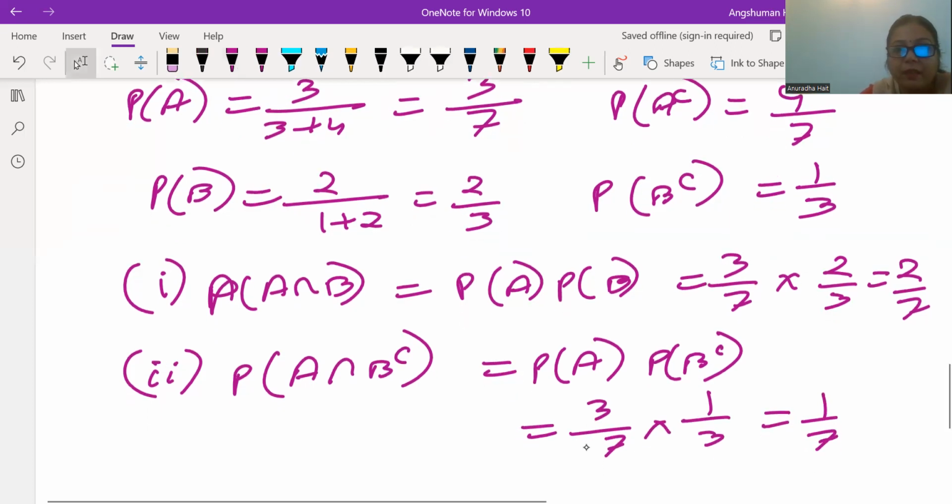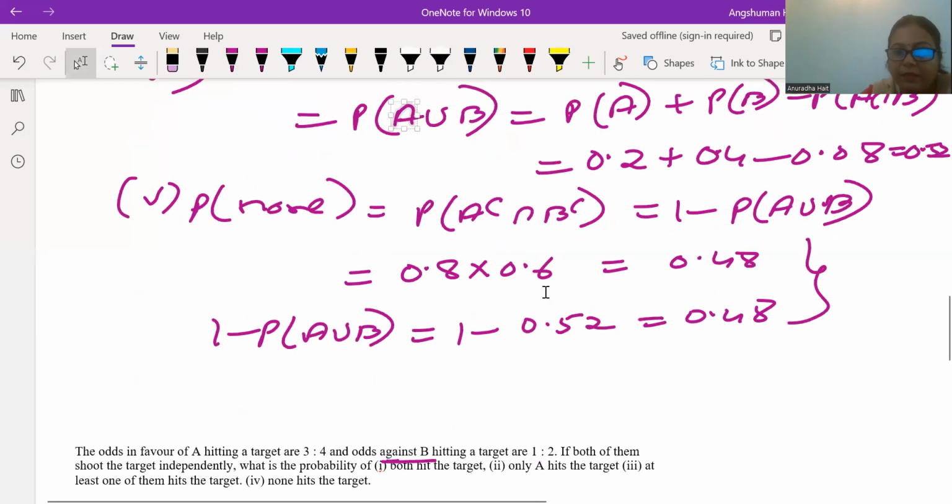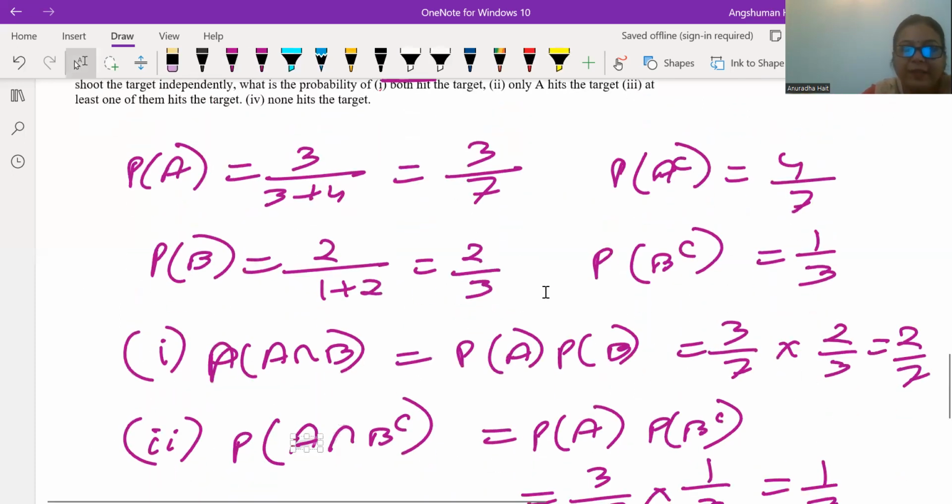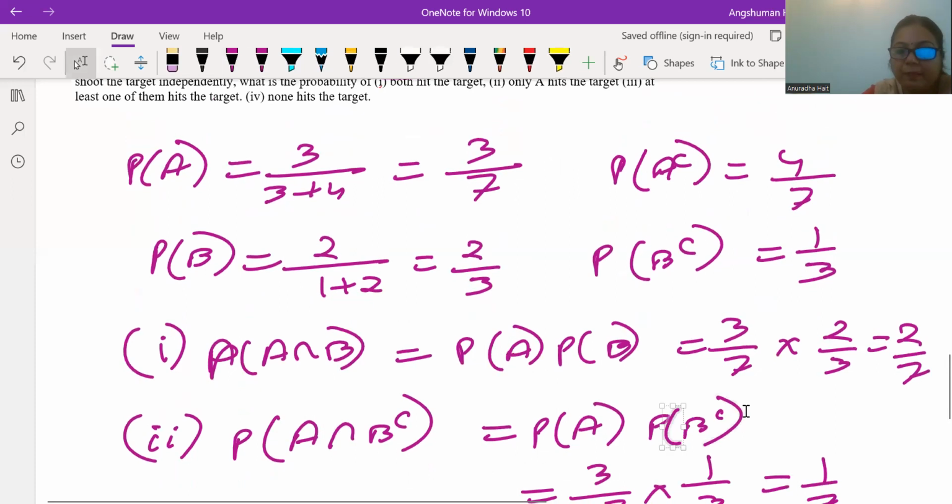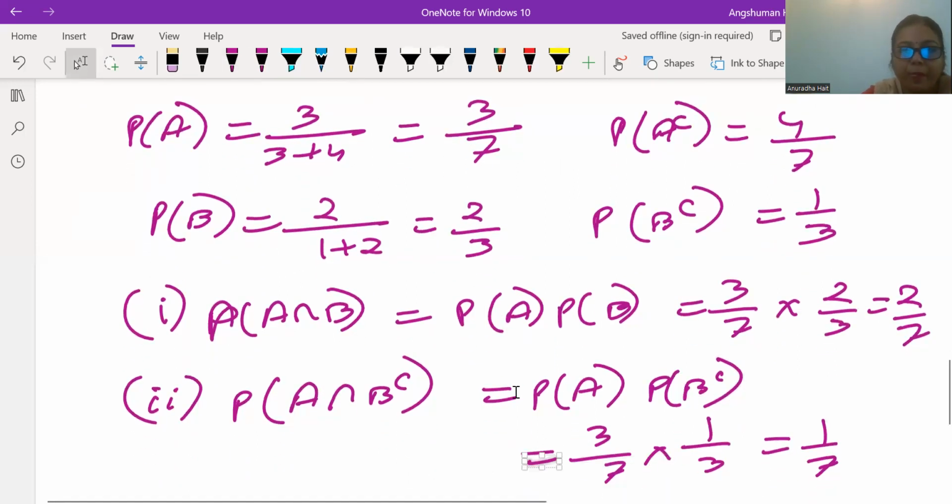Next is the third part. We have done the first and second. The third is at least one of them, and then none of them. So at least one of them is what? It is simply the addition law of probability. So what are we going to get here?